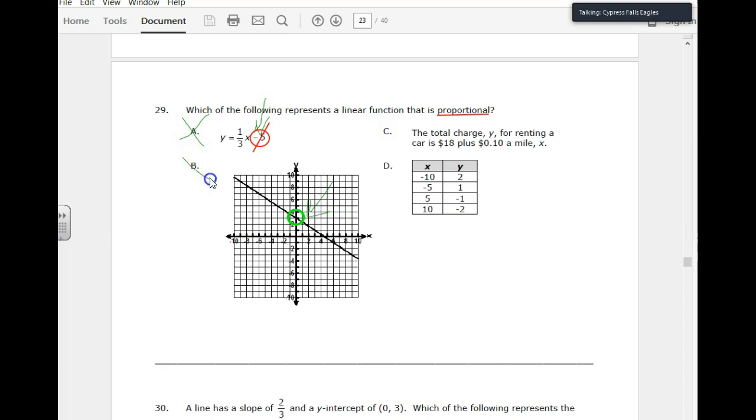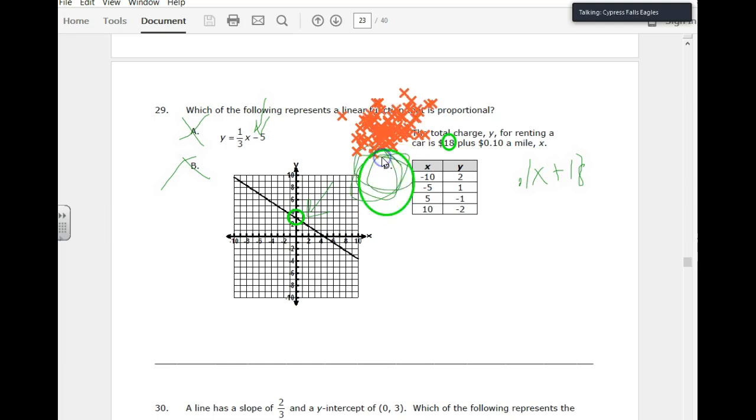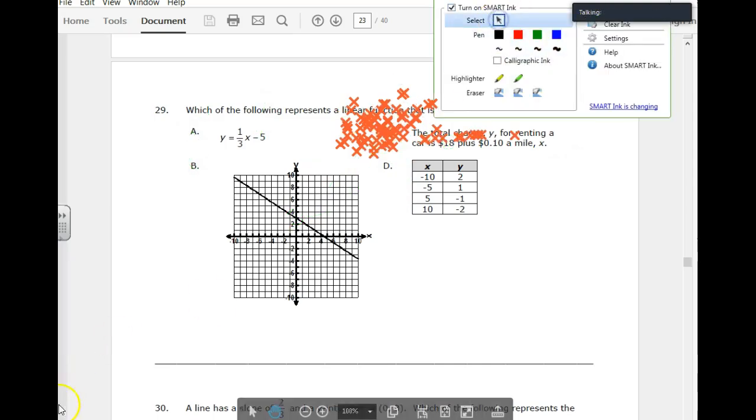Bad. Not B. The total charge is $18. Actually, no, you circled the wrong thing. Wait. It's actually 0.1x plus 18. The 0.1 is not the issue. It's the charge of $18 that's the issue. So by process of elimination, this one is D. That one has a y-intercept of 0. Okay, we get it.